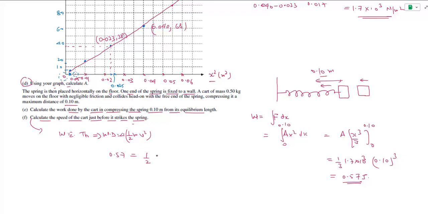half m v square. What is the mass? Half kilogram. So v square is equal to 4 into 0.57, so v will be equal to the square root of 4 into 0.57. Solve this. We will get 1.5 meter per second.